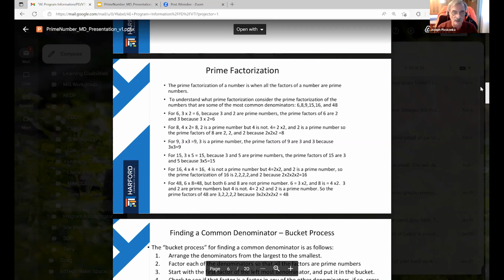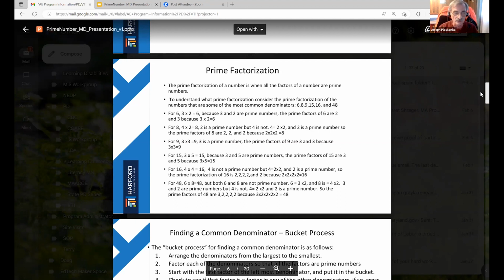For 8, it is 4 times 2. 2 is a prime number, but 4 isn't. So you tell them, well, you've got to factor 4 into its prime factors, which is 2 times 2, and hence the prime factorization of 8 is 2 times 2 times 2.